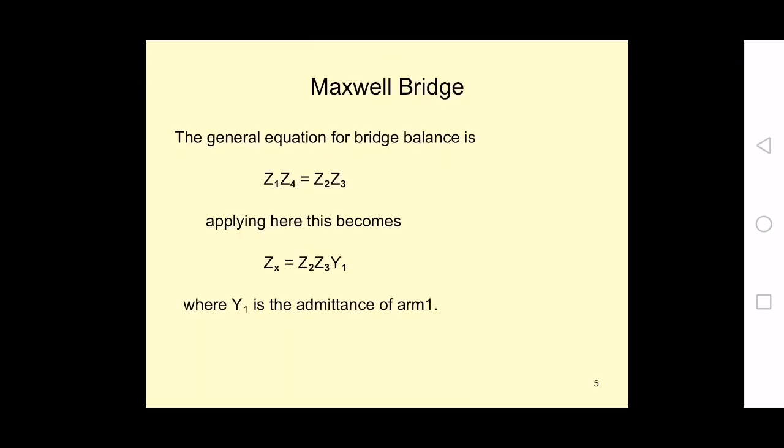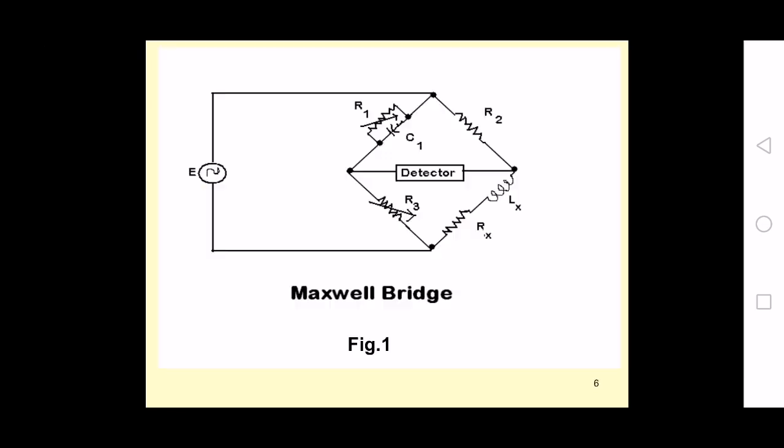And the general equation for the bridge balance from the basic bridge conditions. As from the DC bridge we are calling it R1 R4 equal to R2 R3. Here it is Z1 Z4 equal to Z2 Z3. Z4 is the unknown quantity, so Zx will be equal to Z2 Z3 by Z1. So in the numerator, Z2 Z3 into Y1, where Y1 is the admittance of arm 1. So this is the figure of the Maxwell bridge.